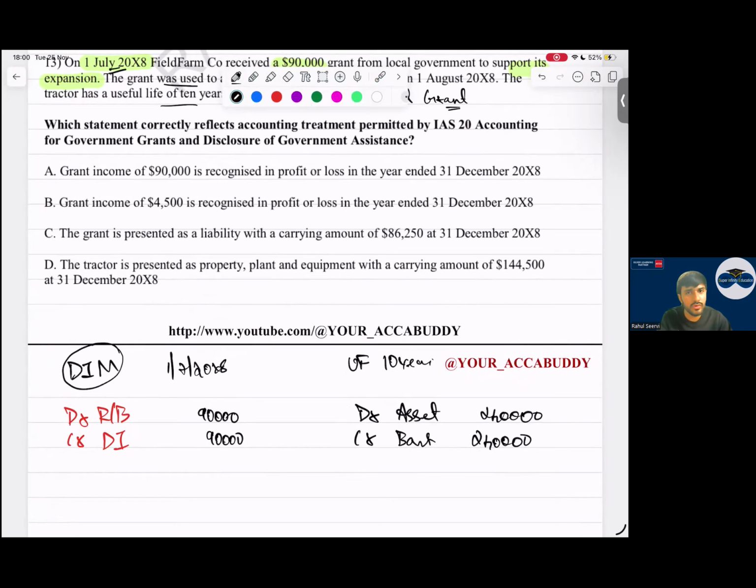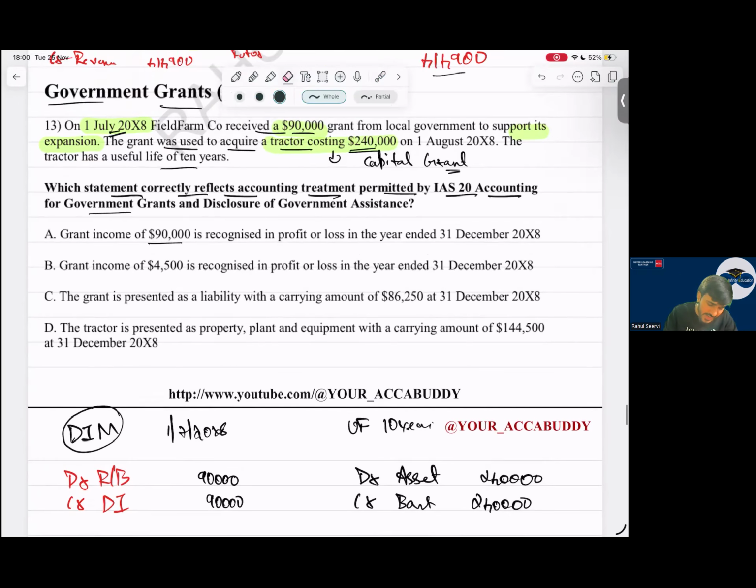Sir, how will we get to know what to do in the question? Let us read. Which statement correctly reflects the accounting treatment permitted by IAS 20, Government Grants and Disclosure of Government Assistance? Grant income of 90,000: will you recognize the grant income in P&L fully today? No. There are two methods: one is reduction from the cost of the asset and one is as deferred income.